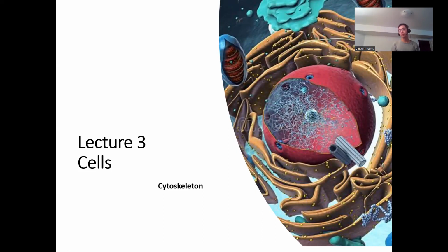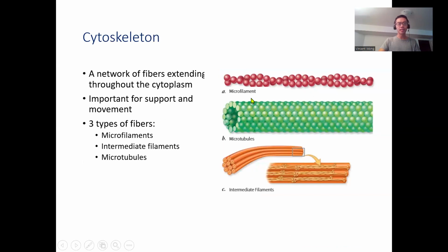Now we're going to move on to talk about the cytoskeleton. Cytoskeletons are basically these structures, usually very long, that are found inside the cell, and they are there to provide support for the cell shape and structures, as well as to guide movements of different things. There are three types, listed here: microfilaments, microtubules, and intermediate filaments.